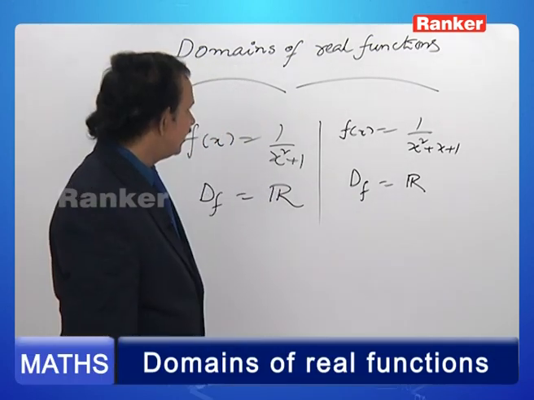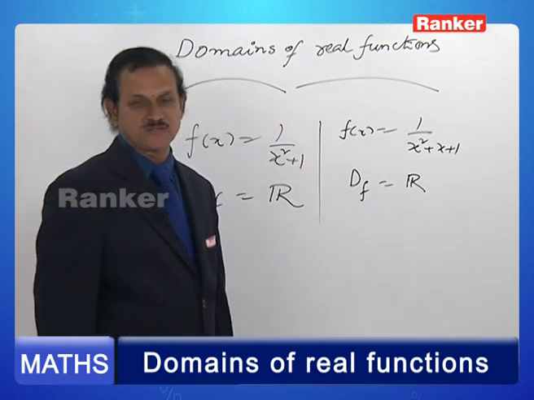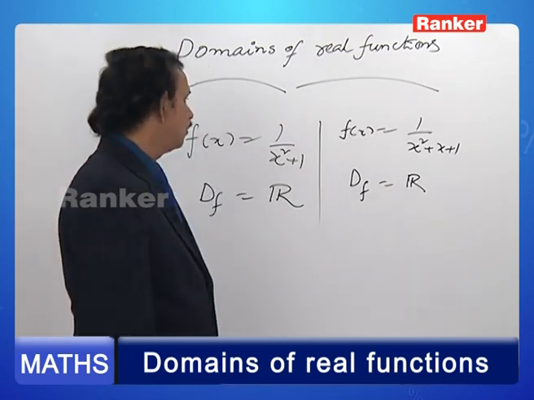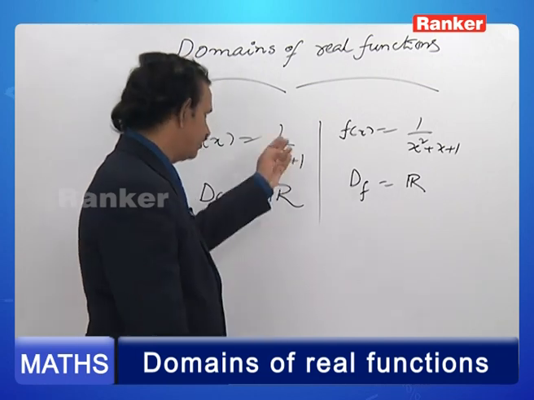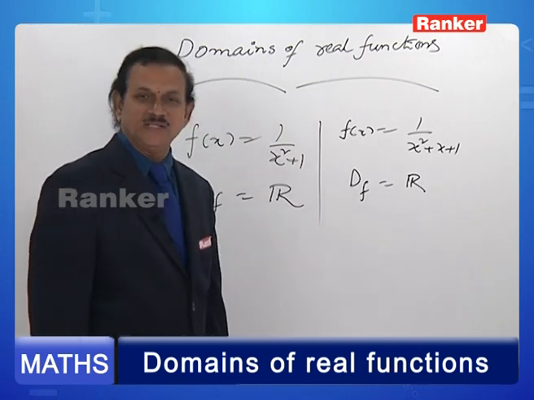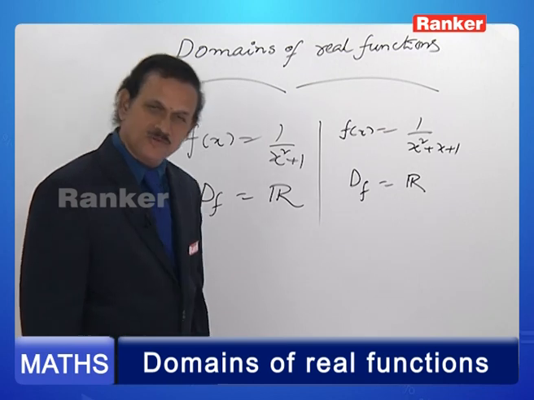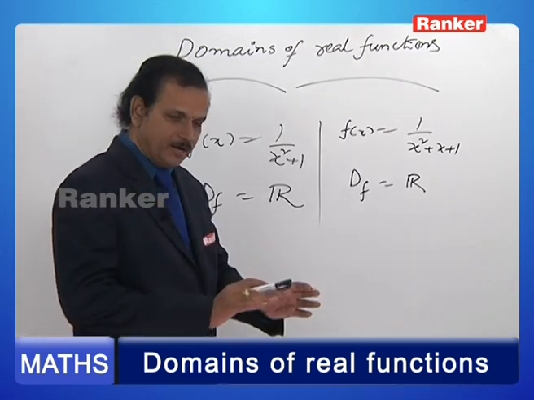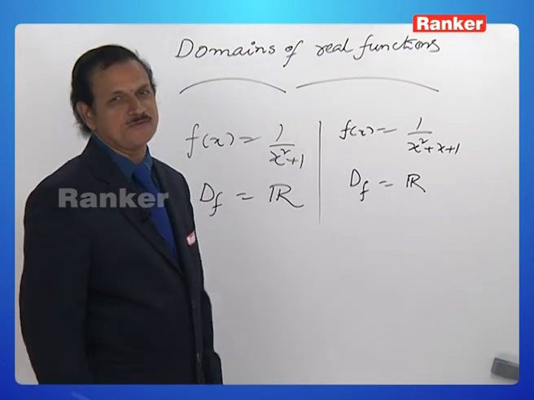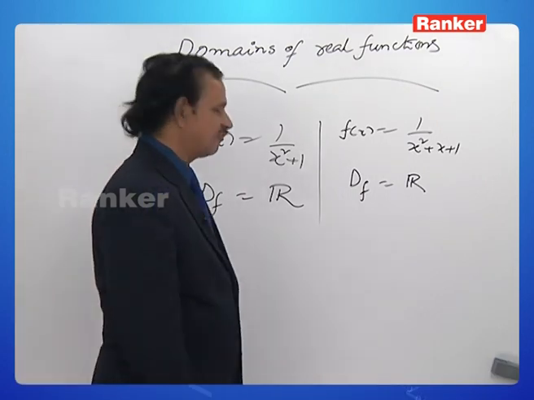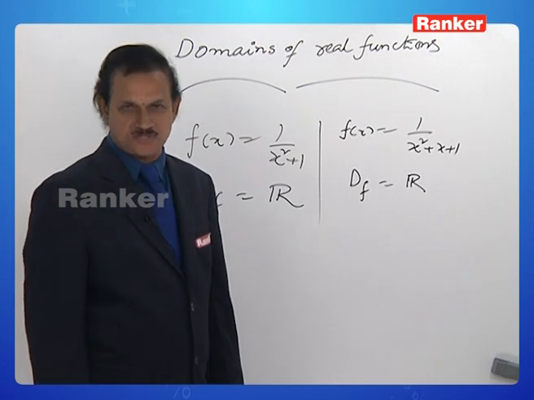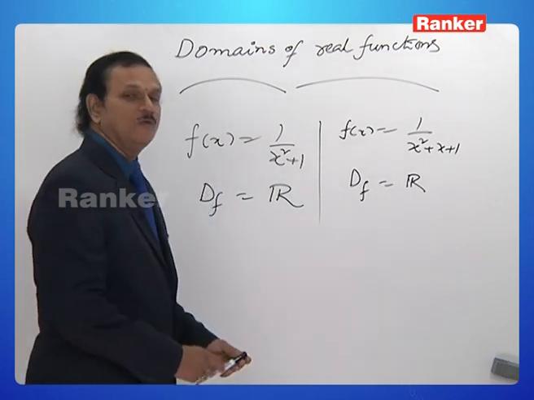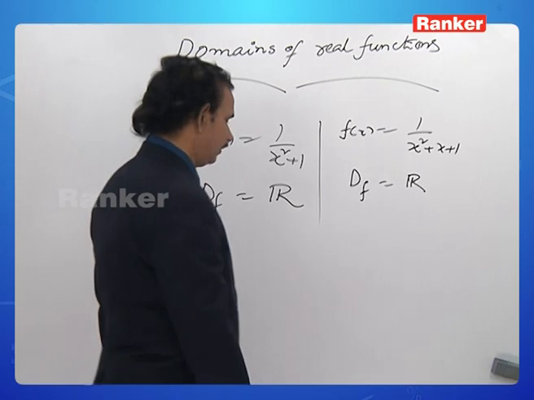Therefore, in estimating the domains of real functions which contain a denominator, we look for those real numbers which make the denominator 0 and we avoid them in the domain. That is, we delete them from the set of real numbers to frame the domain of the function. Well, let us see another model.